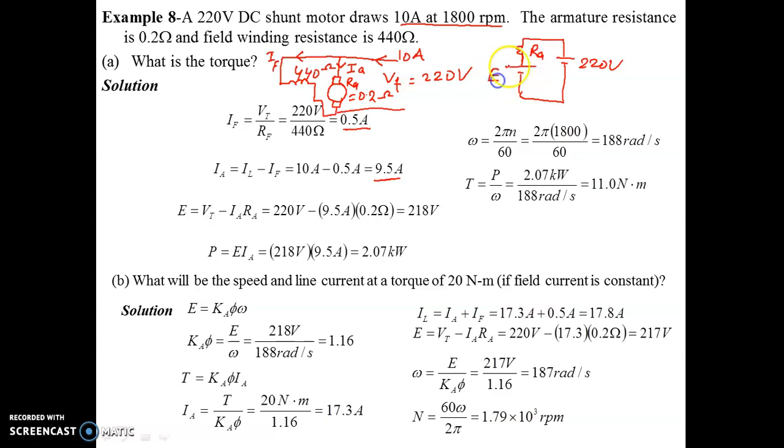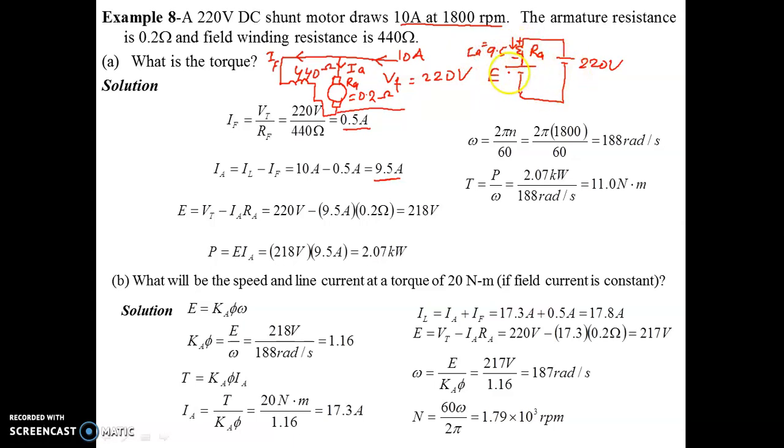Here I have to find its voltage. So you just apply Kirchhoff's voltage law here. We can find very easily that the direction of current is like this. So positive will be here, negative is here, and this current is how much? 9.5 ampere Ia. This armature current is 9.5 ampere going here.